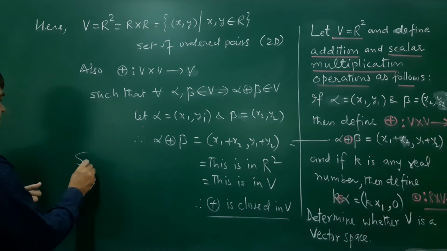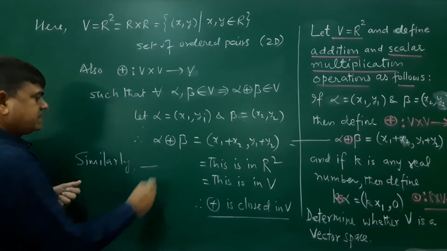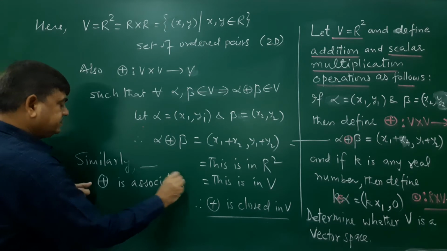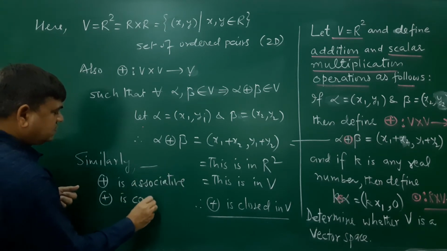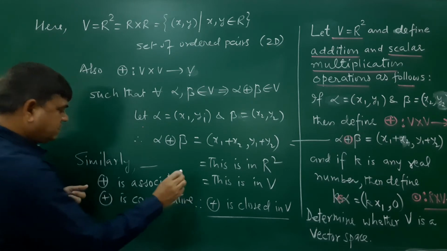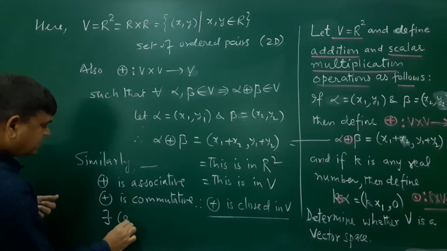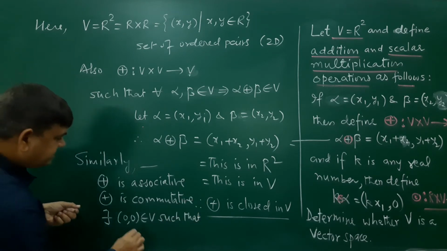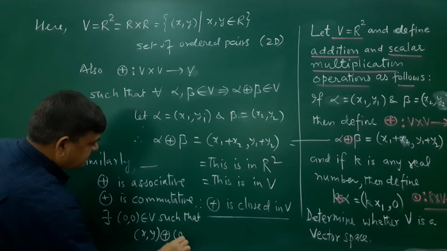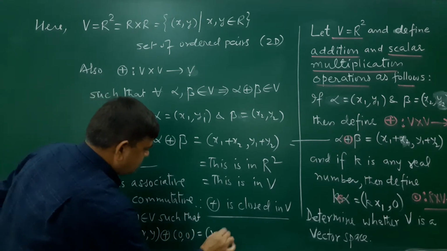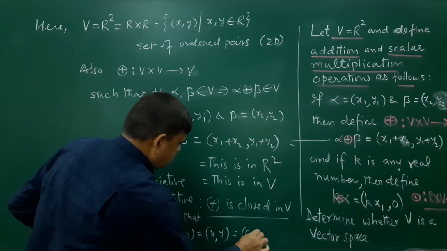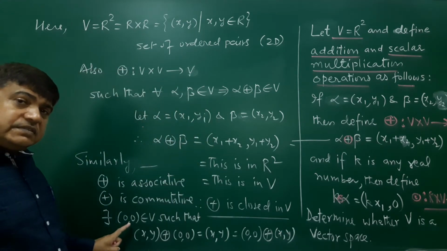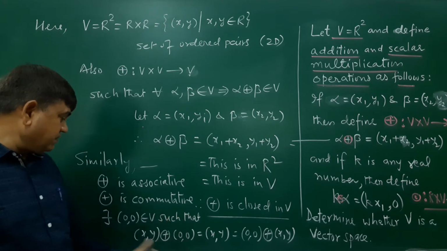Similarly, you can prove associative, commutative, such that there exists such that the identity exists.